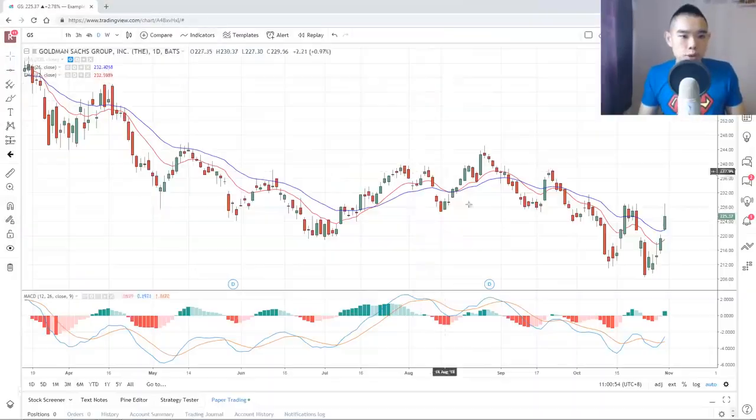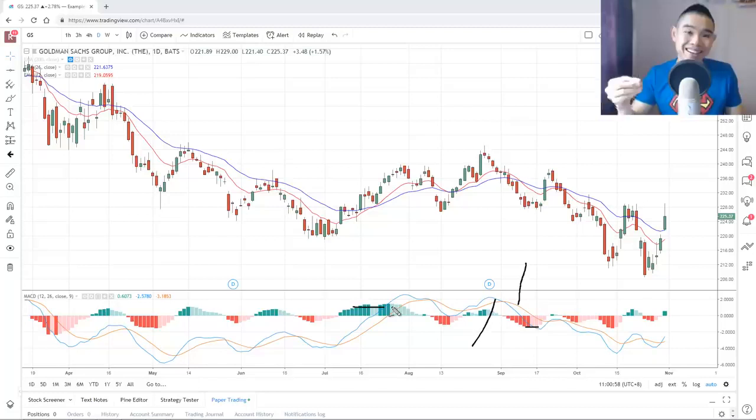So over here, you can see that this is the MACD indicator. I'm going to just walk you through what they are. The orange line here is the signal line. The blue line over here is the MACD line. And this red thing and this blue greenish thing that you see is called the MACD histogram.